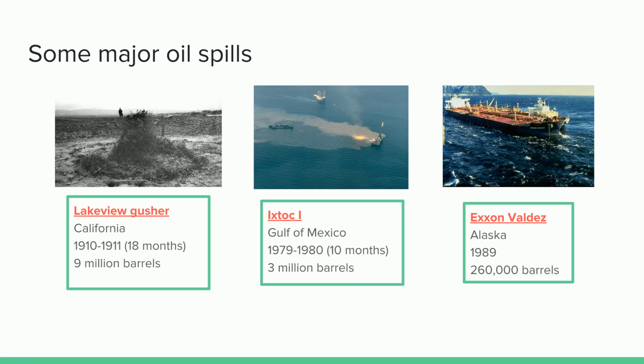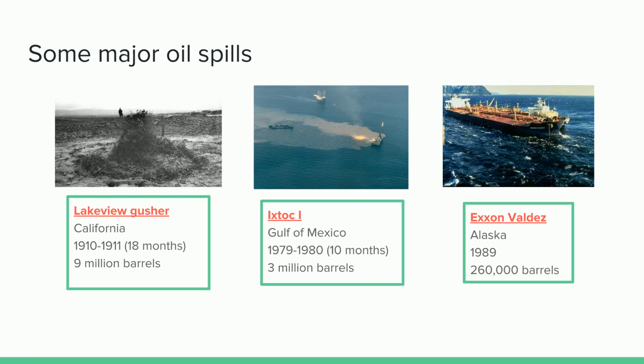The largest oil spill by far in history was the Lakeview Gusher. This happened in California around the turn of the 1900s, in 1910 and 1911. They were drilling for natural gas. They ended up finding crude oil, and the oil spilled, and they were not able to contain it. The oil continued to spill for 18 months over the years 1910 to 1911. Over that time, we estimate about 9 million barrels was leaked.